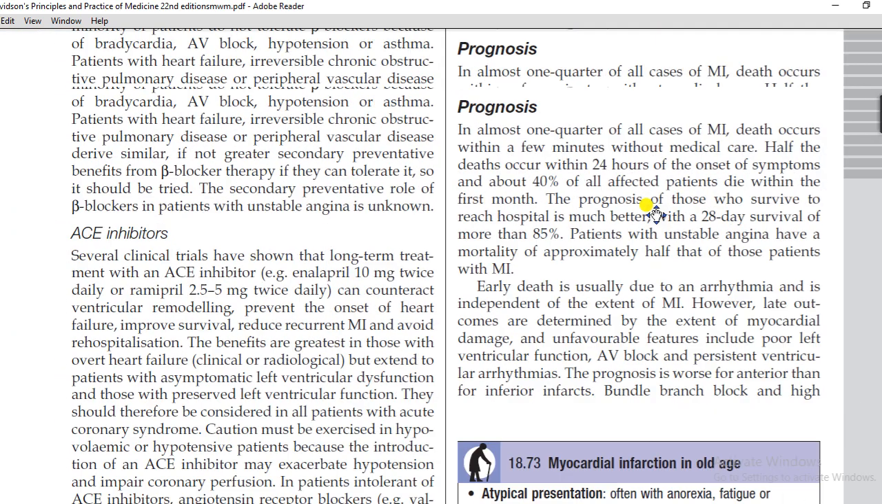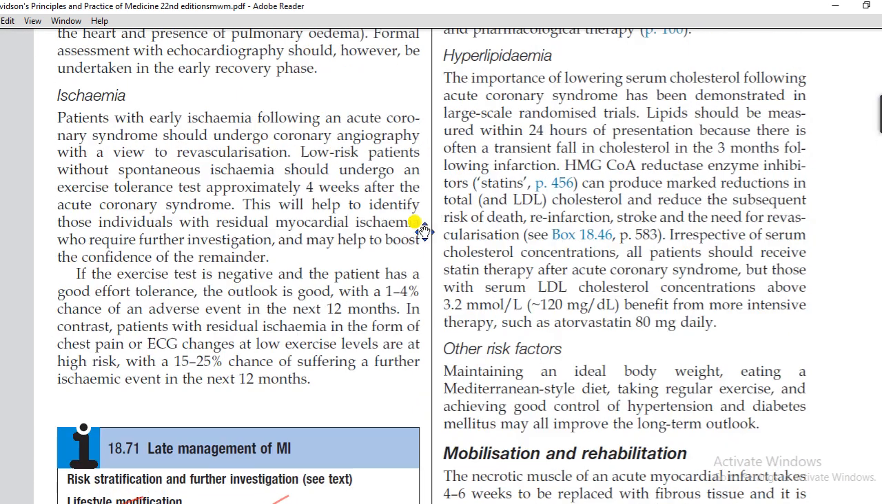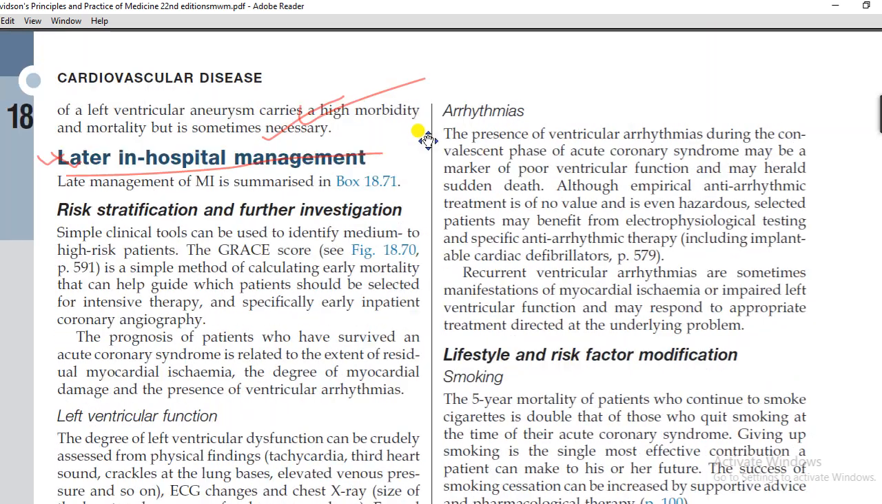Risk stratification for the investigation. Simple clinical tools can be used to identify medium to high risk patients. The GRACE score, which we have already studied, is a simple method of calculating early mortality that can help guide which patients should be selected for intensive therapy and specifically early coronary angiography.